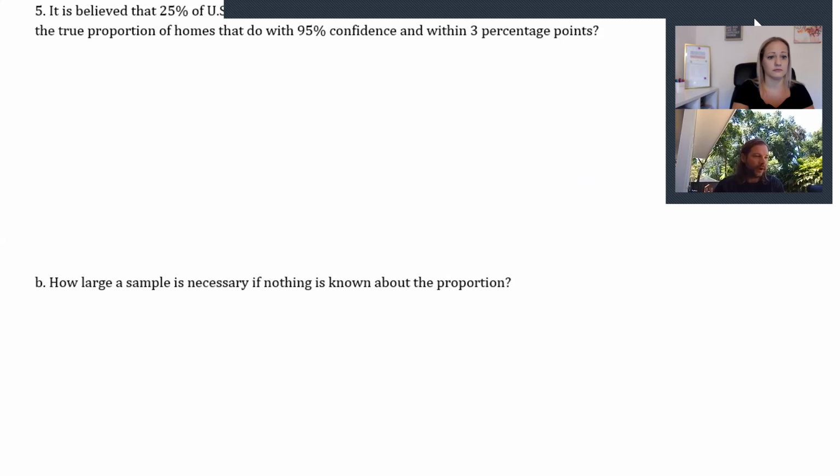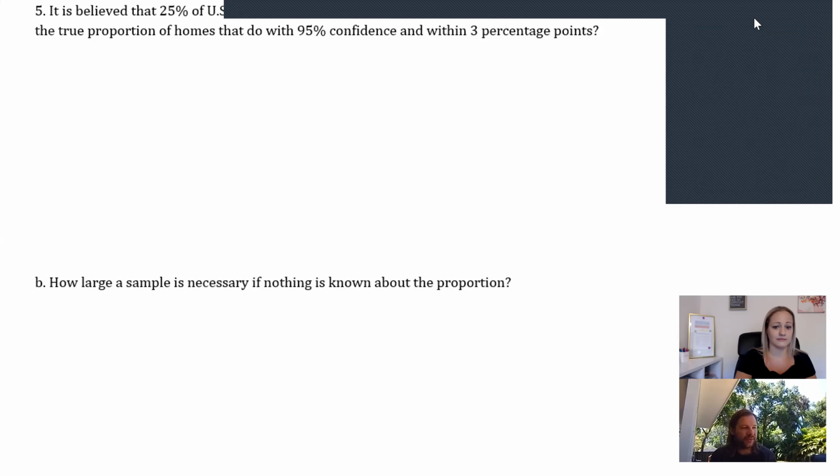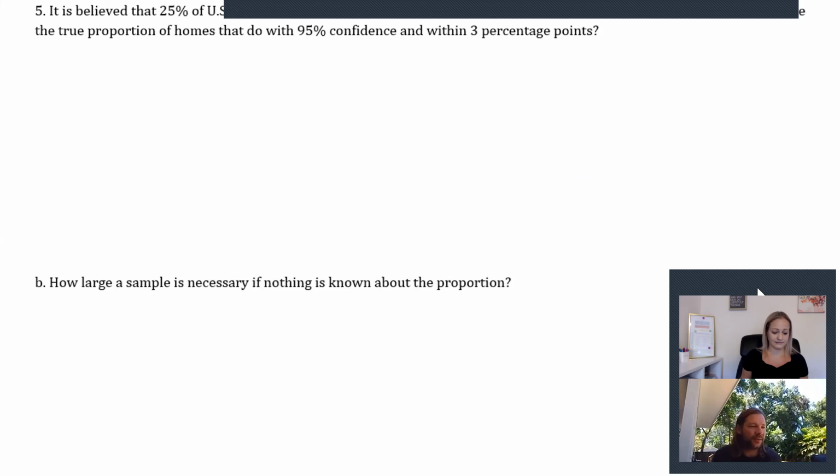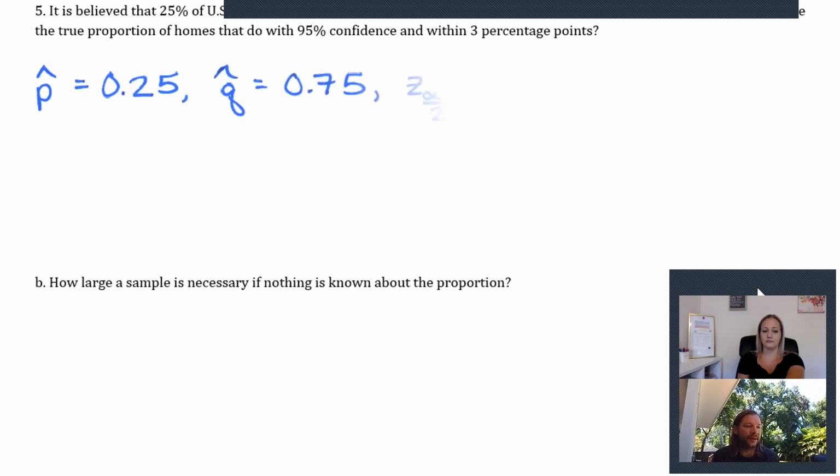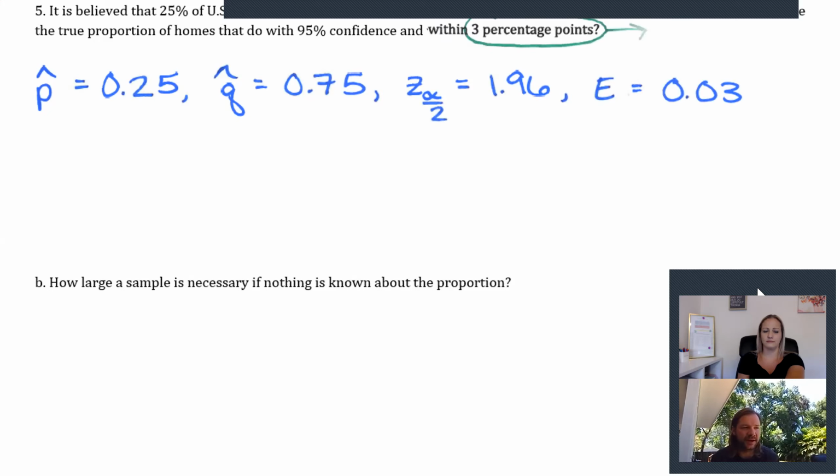Cool. All right, so number 5 says, it is believed that 25% of US homes have a direct satellite television receiver. How large a sample is necessary to estimate the true proportion of homes that do within 95% confidence and within 3 percentage points? Okay, so within 3 percentage points means that our margin of error is going to be 0.03, and 95% confidence tells us that our critical z value should be 1.96.